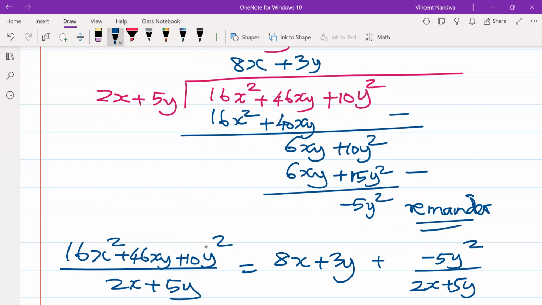Can we claim that 2x plus 5y is a factor of that given polynomial? No, because we have a remainder that is non-zero.